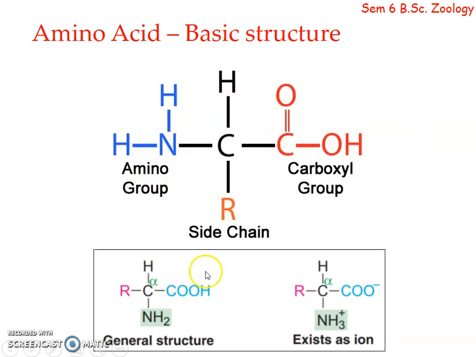Okay, now you can see this is a general structure. And what happens is, in natural conditions, in a biological system, the amino acid always exists in ionic form. Okay, in this form it is COO minus and NH3 plus. So you can see it is positive and negative in the same molecule, and hence it has a neutral charge. And we can say it is dipolar. Right. So this is the structure of an amino acid.